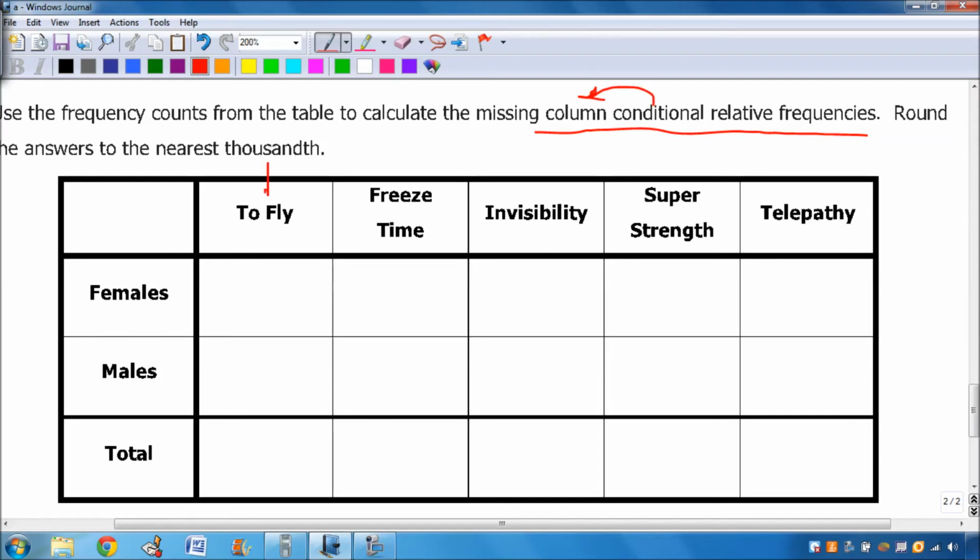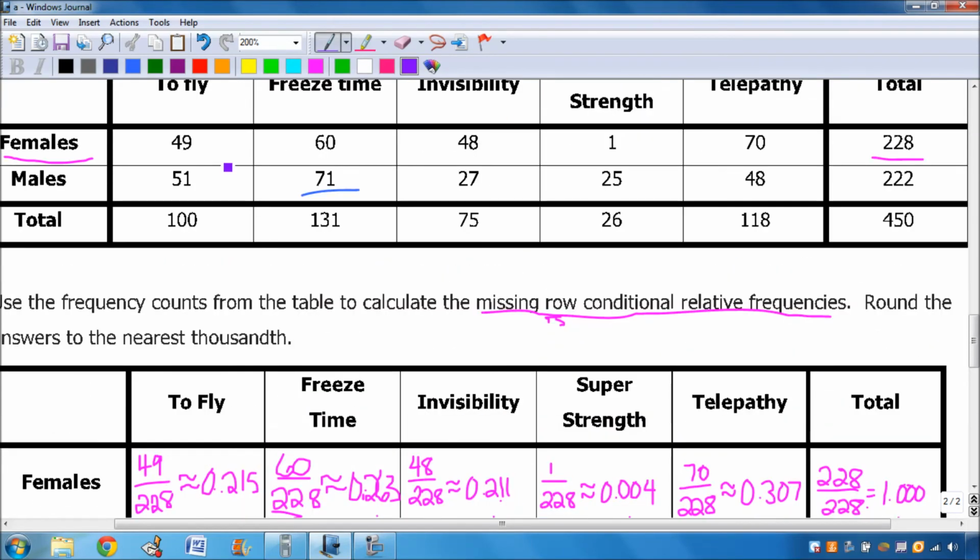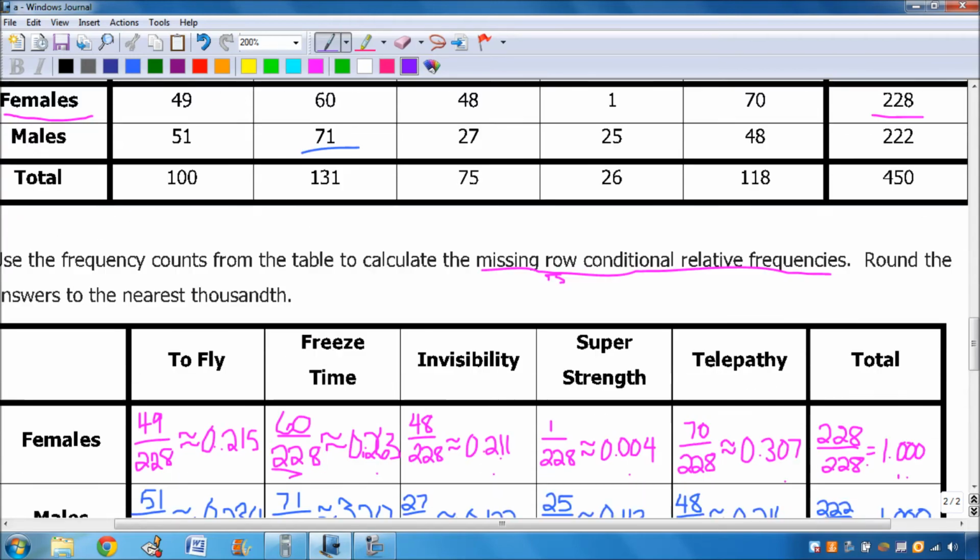So our conditions are fly, freeze time, invisibility, super strength, and telepathy. This time it's going to be out of the total number of people that chose the different superpowers. If you notice at the top of our summary table, there were 49 females that chose to fly out of 100 people altogether that chose to fly.